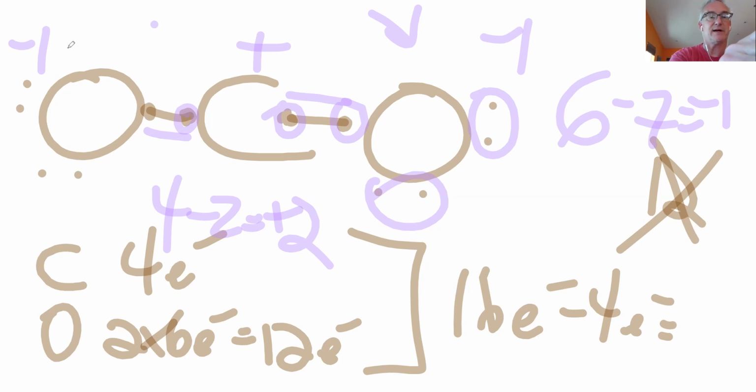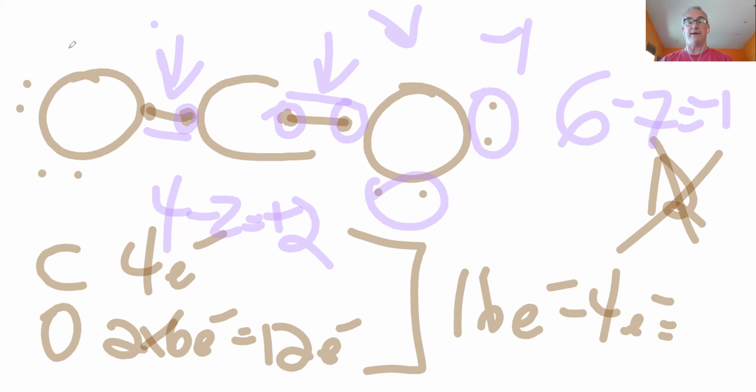And that leaves us with carbon with a double bond on one side and a double bond on the other side, and no formal charges. Because now carbon has 4 valence electrons, like it should, 1 from each bond, and oxygen has 6 valence electrons, like it should. It has 2 lone pairs for a total of 4 electrons, and 2 more bonds, 1 electron each, for a total of 6. So now we have no charges, and everybody has a total of 8 electrons.